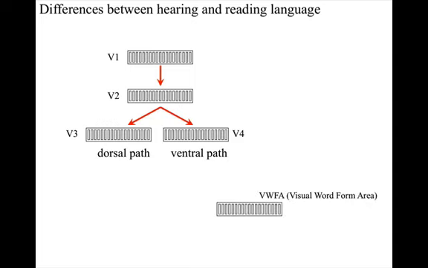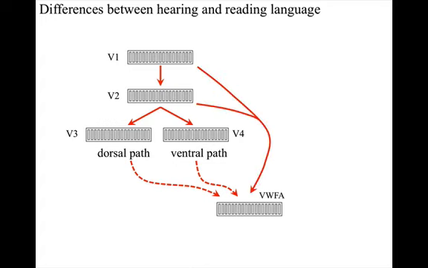However, in the case of visual images derived from a written language, there's a specific other area that plays an important role, called the visual word form area, VWFA. This area gets information from the ventral path, but also from the dorsal path. And it appears to get input directly from V1 and V2. This VWFA is the area that discriminates between different written words.